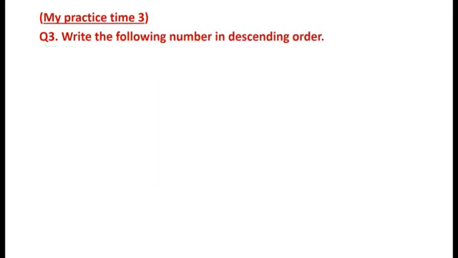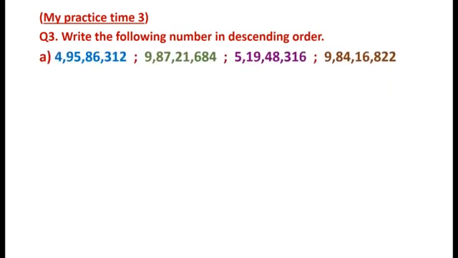So let us understand this also from the question of My Practice Time 3, question number 3. Write the following numbers in descending order. So again the numbers are given here. For arranging in descending order we first need to find the largest number. So we need to first count the number of digits in all these four numbers. Here the number of digits is 8, here also it is 8, here also it is 8, and in the fourth one also the number of digits is 8.